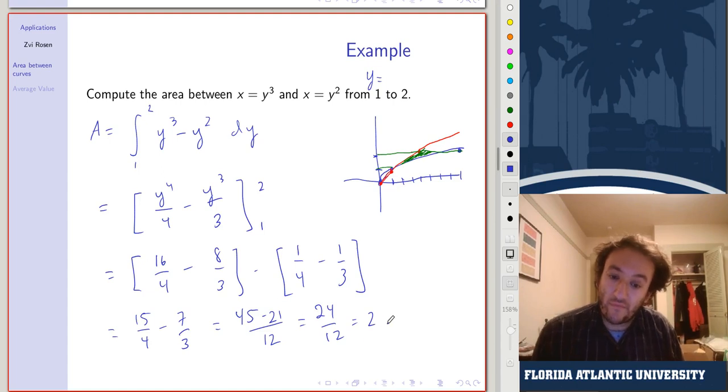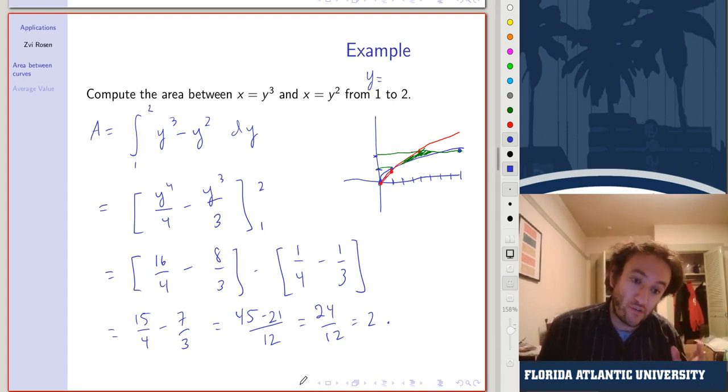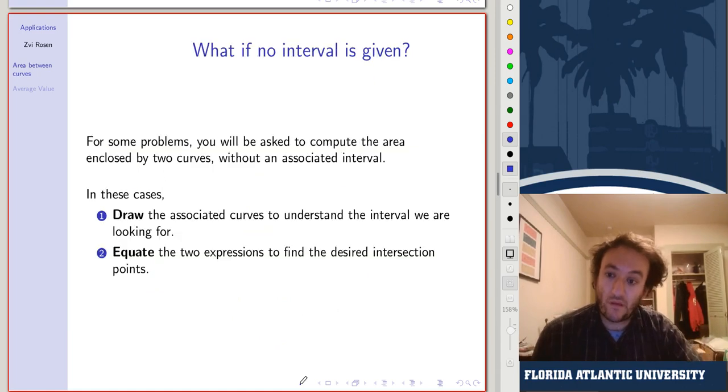So again, pretty straightforward application. You find which curve is larger in the interval that you're interested in, and just apply the formula. What if no interval is given? So for some problems, you'll be asked to compute the area enclosed by two curves without an associated interval. And in these cases, you should first draw the associated curves to understand the interval we're looking for, and then equate the two expressions to find the desired intersection points, okay? So usually the curves intersect somewhere, and you're going to compute those intersection points and use those to define the interval.